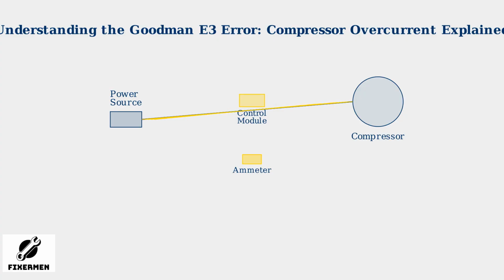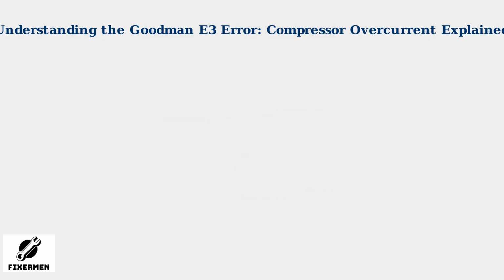Under normal operation, current flows steadily through the circuit, staying within safe limits of 15 to 20 amps. When overcurrent occurs, the control module detects the excessive draw and triggers the E3 error to shut down the system and protect components. The most common causes of the E3 error include locked rotor, capacitor failure, wiring issues, and refrigerant problems.